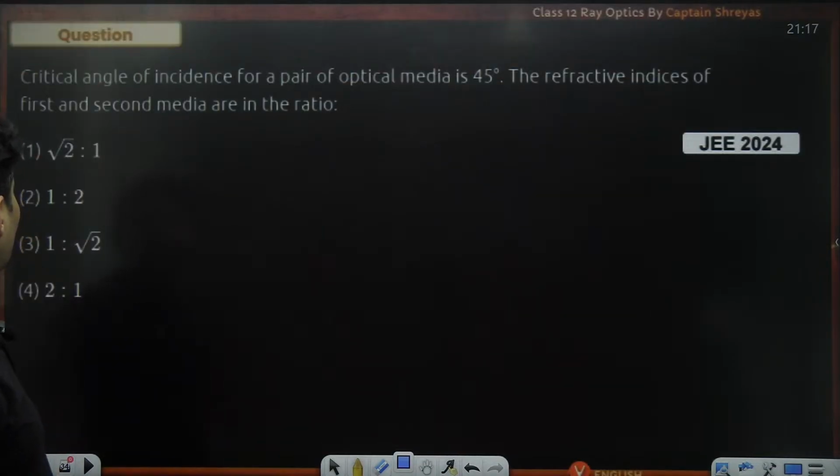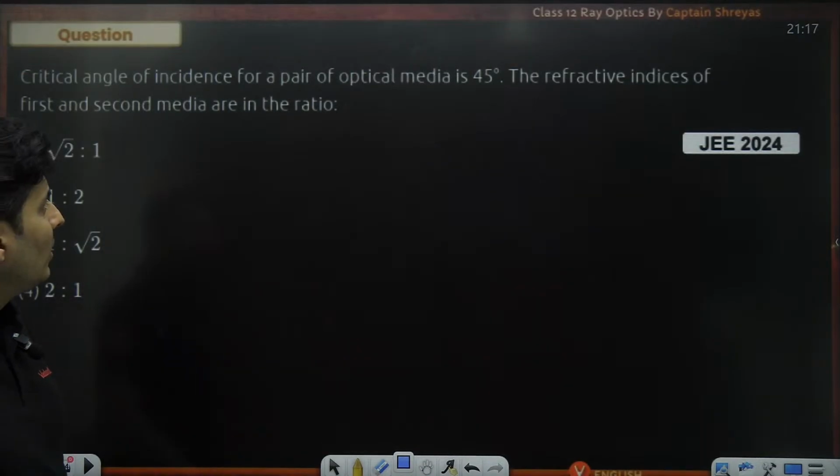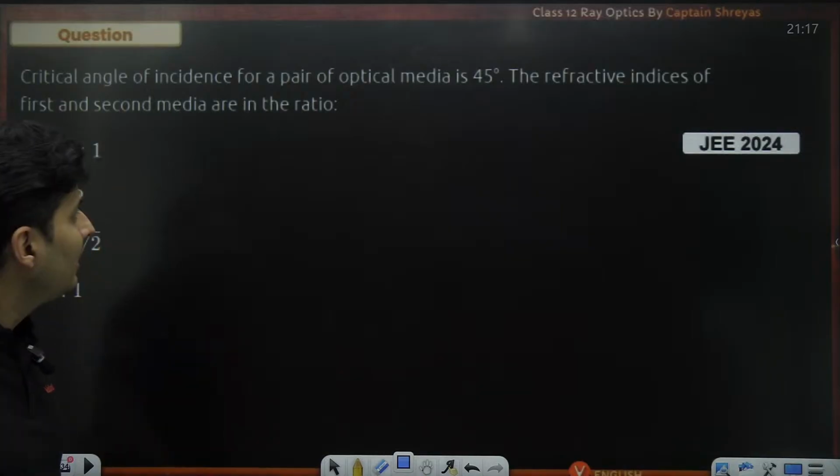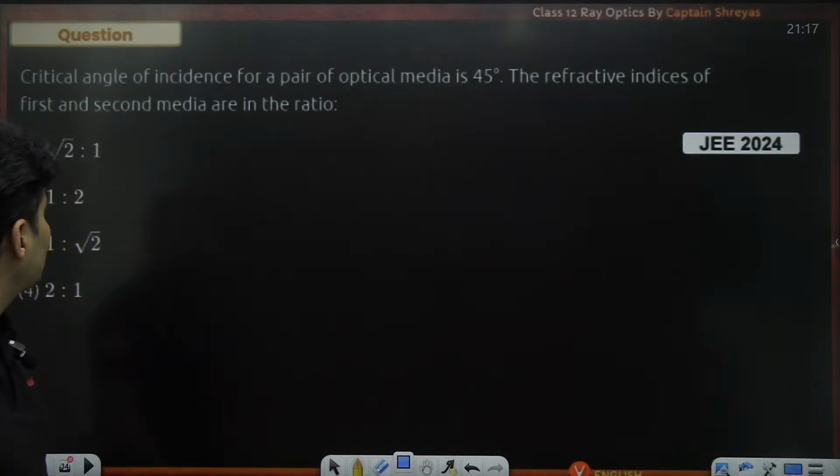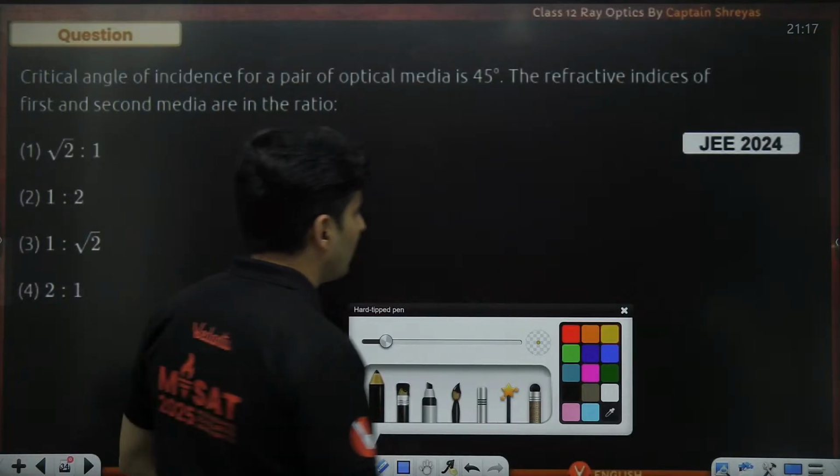Here it is. The critical angle of incidence for a pair of optical media is 45 degree. Then the refractive indices of the first and the second medium are in what ratio? The critical angle of incidence for a pair of optical media is 45 degree. The refractive indices of the first and second are how much?